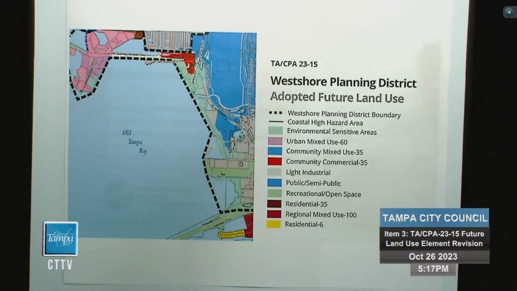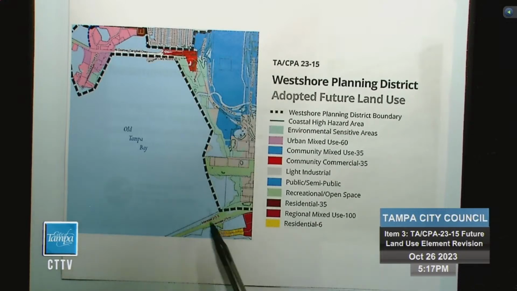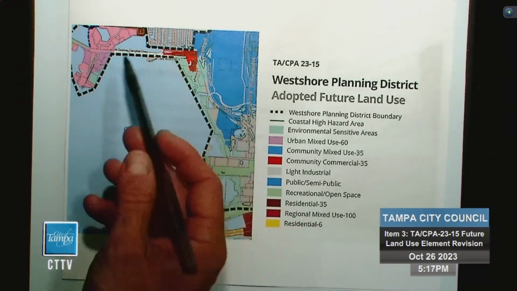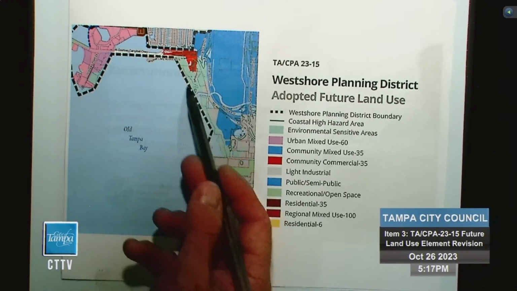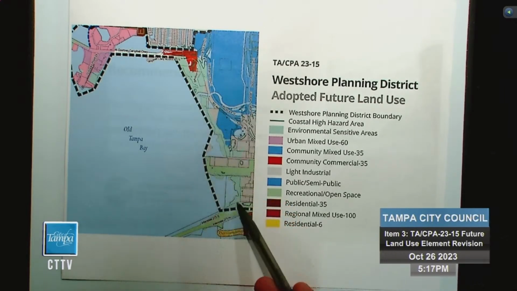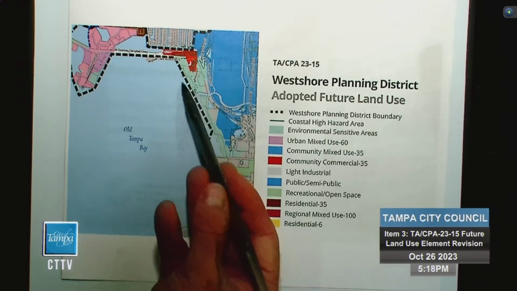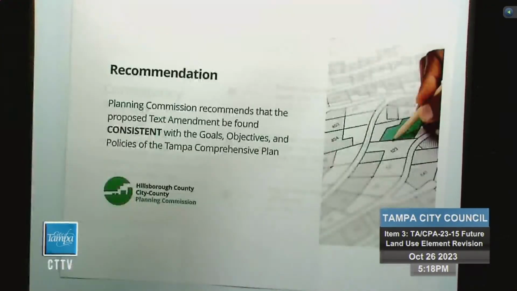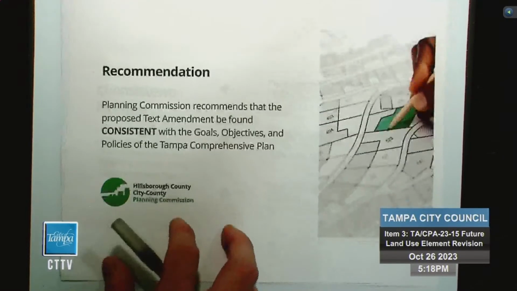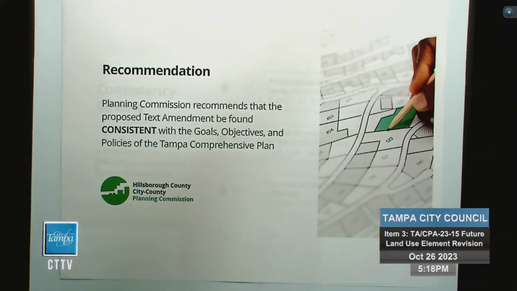Here is a map showing the ESA lands and where they're located in the West Shore Planning District. You'll see the ESA lands are up around Rocky Point, and then generally just south of the Courtney Campbell Causeway, and run along all the way south to Interstate 275. The ESA lands are represented by this teal color here, and it's found along the coastal areas. The Planning Commission reviewed this request back in August and recommends that the proposed text amendment be found consistent with goals, objectives, and policies of the Tampa Comprehensive Plan. That concludes my presentation. I'm available for any questions.